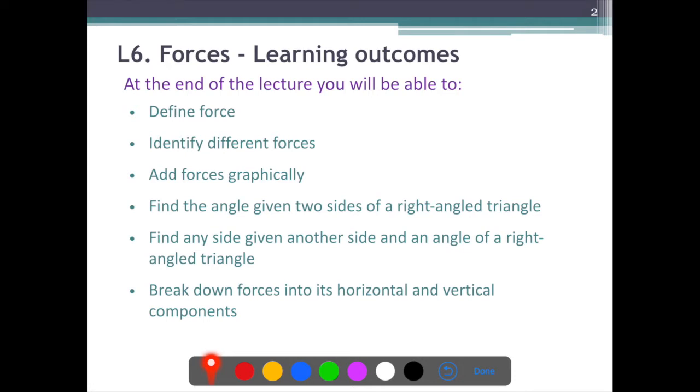Also related to the topic of forces is how to find two sides of a right angle triangle given the angle, or how to find the side and an angle given one other side, and also most importantly how to break down forces into horizontal and vertical components. These three topics are dealt with in a separate video which you can check on stream. I'll talk more about that video at the end of this lesson.